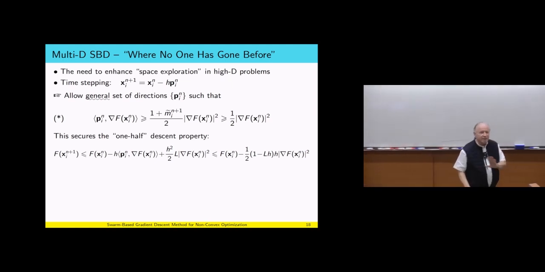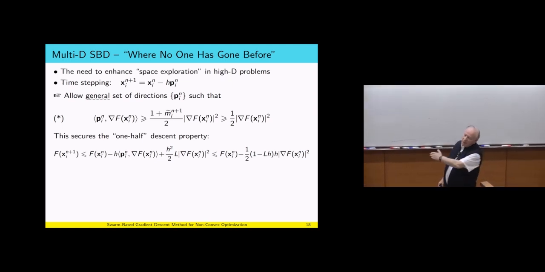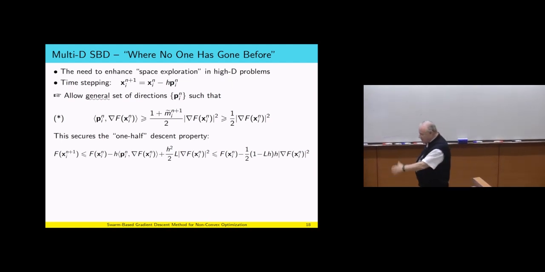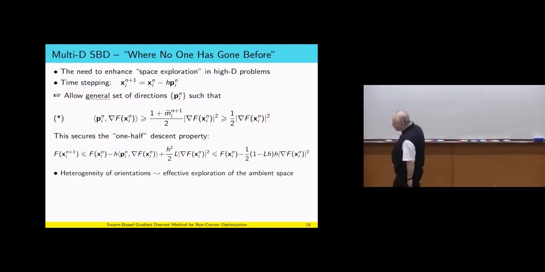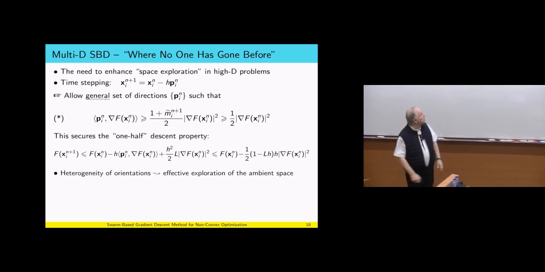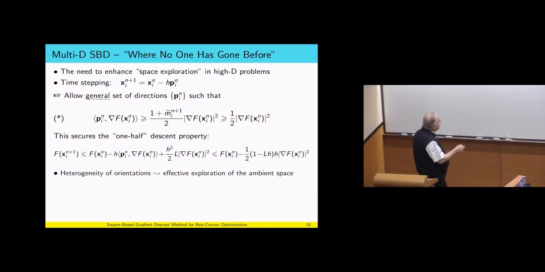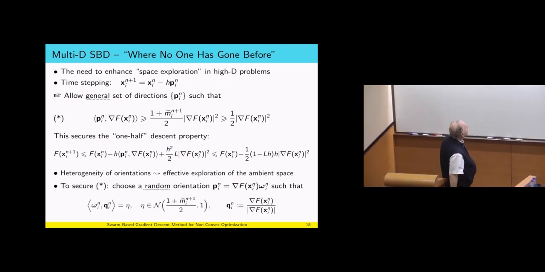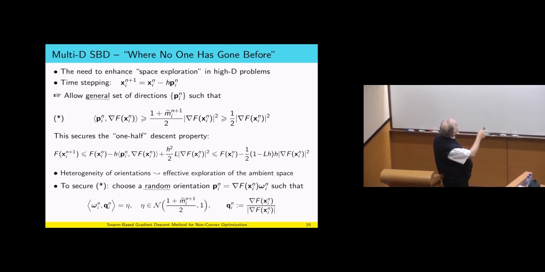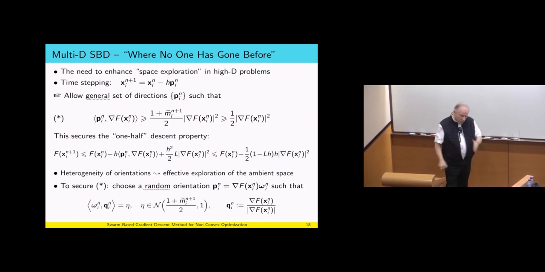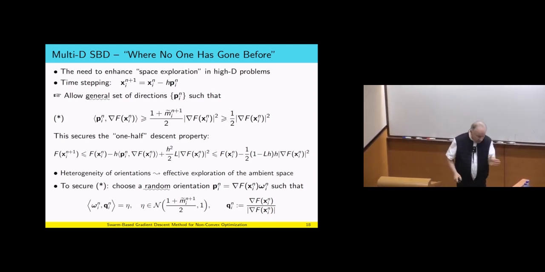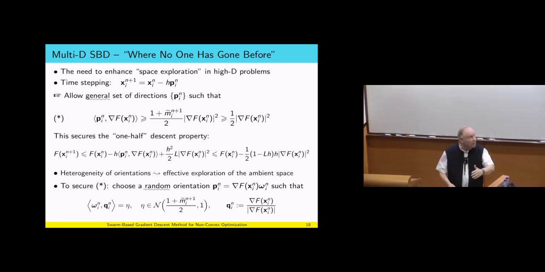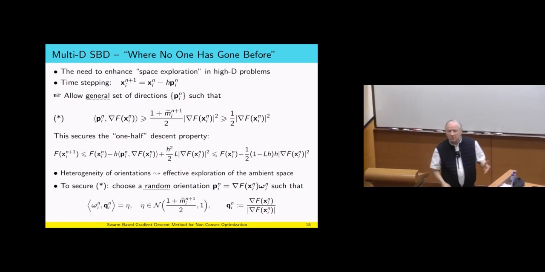So I will not take the steepest descent, but now I will allow myself to get into different directions. So I call this heterogeneity of orientation, which is effective exploration of the ambient space. Now, how do we satisfy this? This is another interesting thing. How do we satisfy this condition? So what is the direction? Yes, so how do I go in a different direction, satisfying this condition?